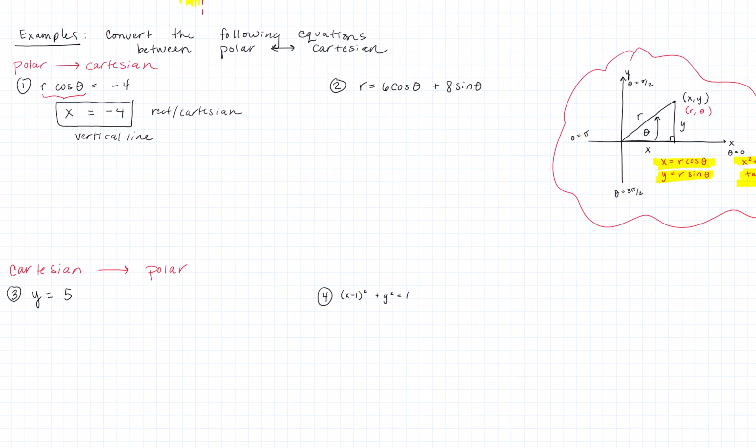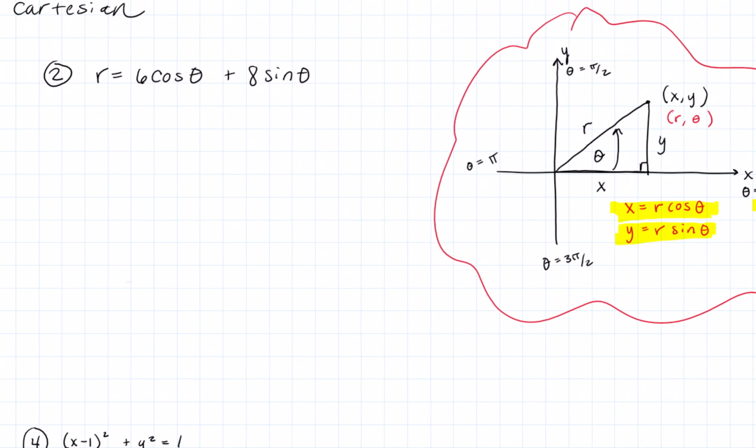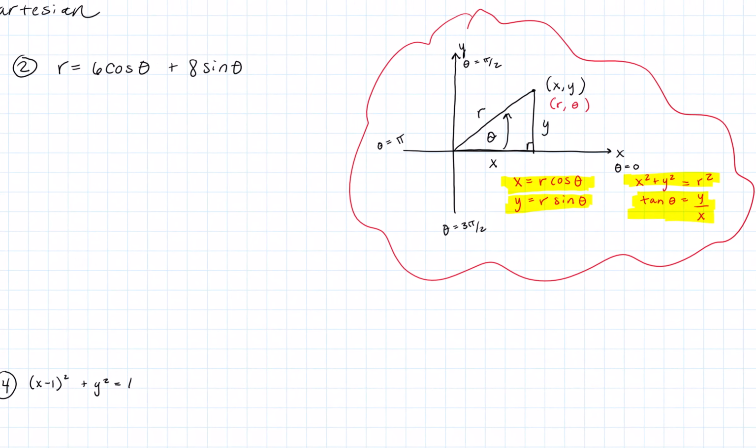We literally just used that relationship, that x was equal to r cosine of theta. There was an r cosine of theta right there in the polar equation. I just replaced it with x. That was all I had to do. Okay, now let's look at one where we have a little bit more work to do.